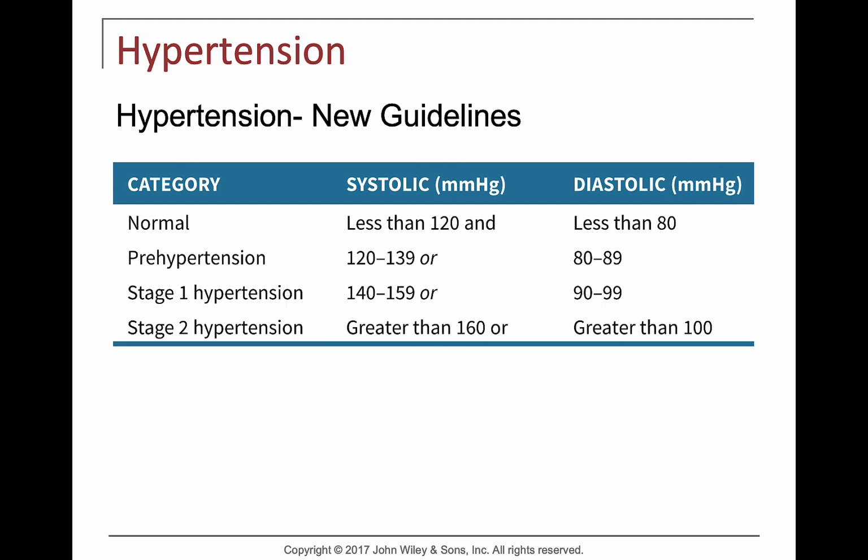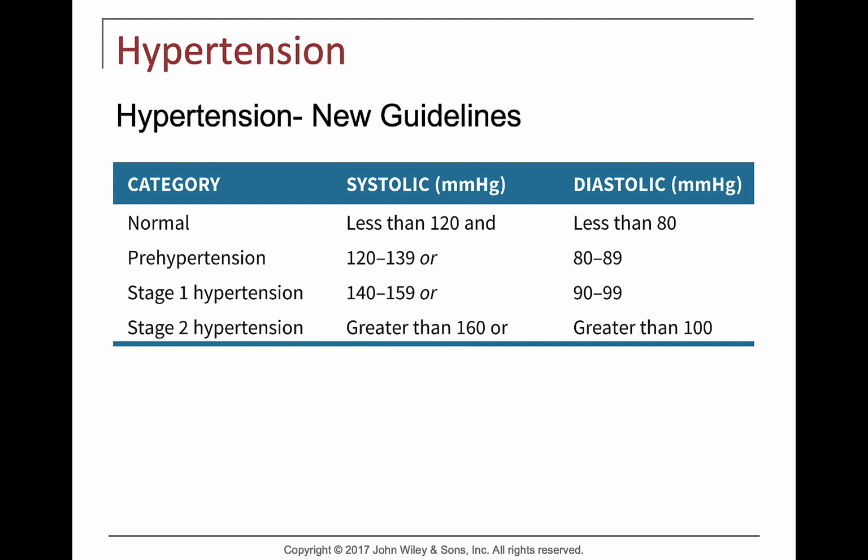A normal blood pressure is anywhere from 100 to 120 systolic pressure and 60 to 80 diastolic pressure. If your systolic pressure is 120 to 139 and diastolic is 80 to 89, that would be pre-hypertensive, not hypertension yet, but pre-hypertensive, where you may need to change some lifestyle factors. Stage 1 hypertension is where your systolic pressure is 140 to 159 or your diastolic is 90 to 99. Stage 2 hypertension is very high. This is where your systolic pressure is anything greater than 160 and diastolic is greater than 100.